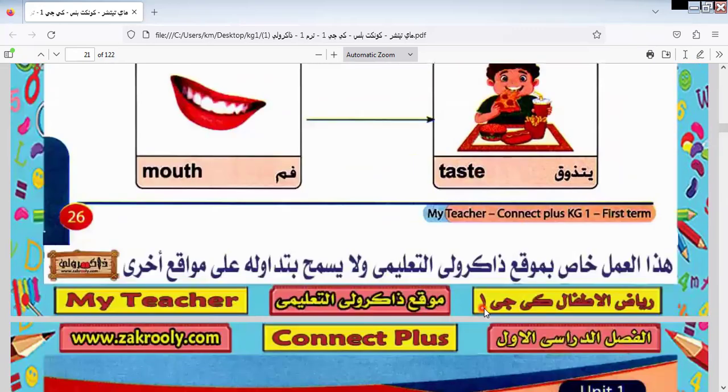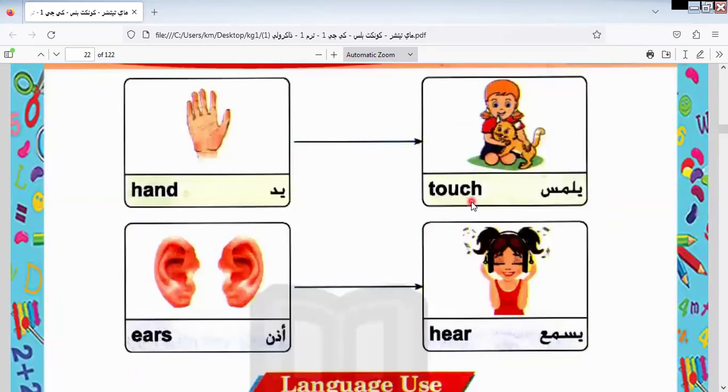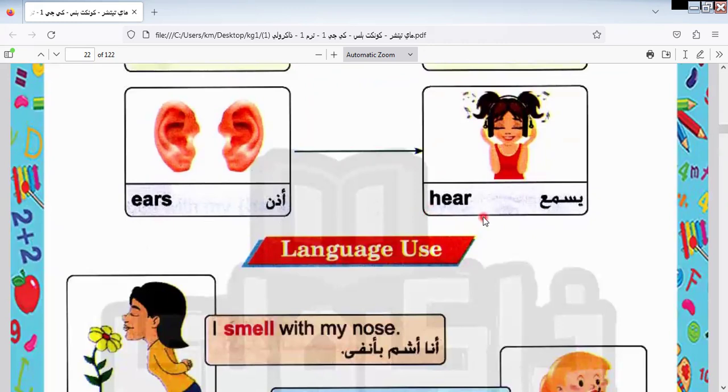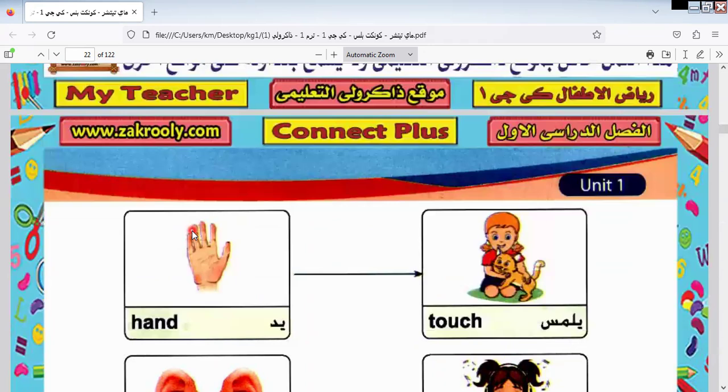Here is taste. When I would like to know if something is soft or hard, I use my hand. So here we use the sense of touch. When I want to listen to music or listen to my teacher, which sense do I use to hear? I use ears. So we have 5 senses.